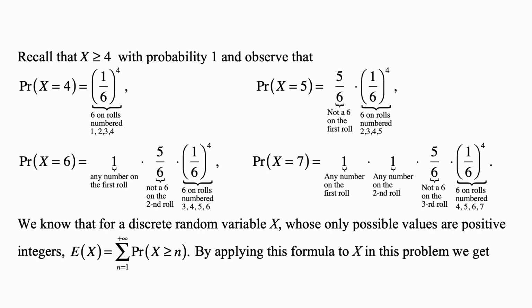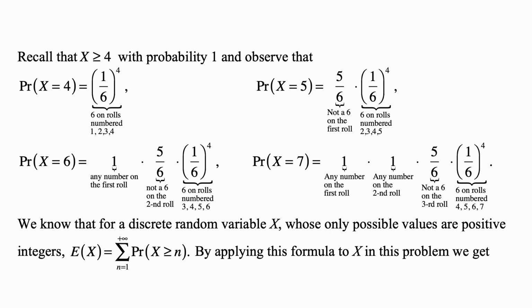Okay, but remember, we said that probability that x is greater than or equal to 4, that's the event that x is greater than or equal to 4, happens with probability 1, and observe that probability that x is equal to 4 is 1/6 to the 4th, which is 6 on rolls numbered 1, 2, 3, 4. Probability that x is equal to 5 is 5/6, so it's not a 6 on the first roll, times 1/6 to the 4th.